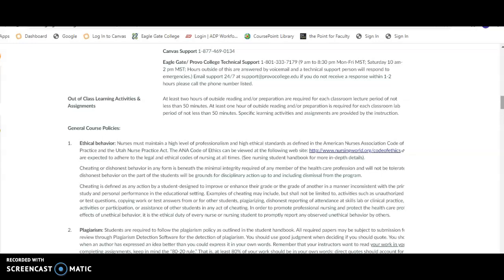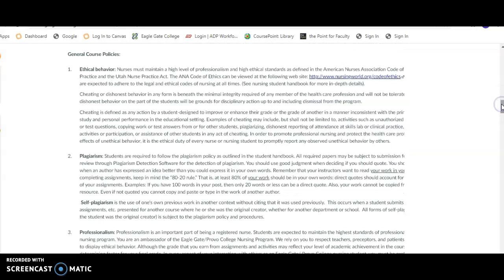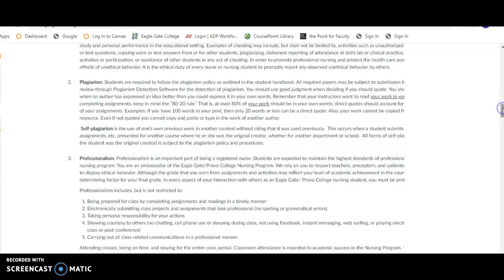So the general course policies are the same as they have been for every one of your courses, so I'm not going to go through them individually. I will just point out a few things. Plagiarism is huge. Make sure that you're citing your work when you're doing your discussion threads or in your assignments.